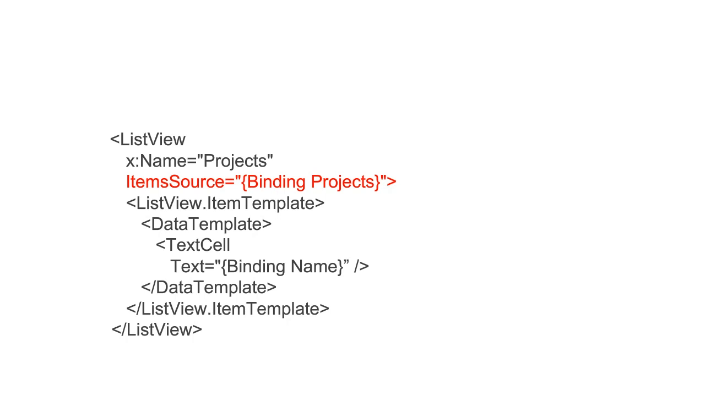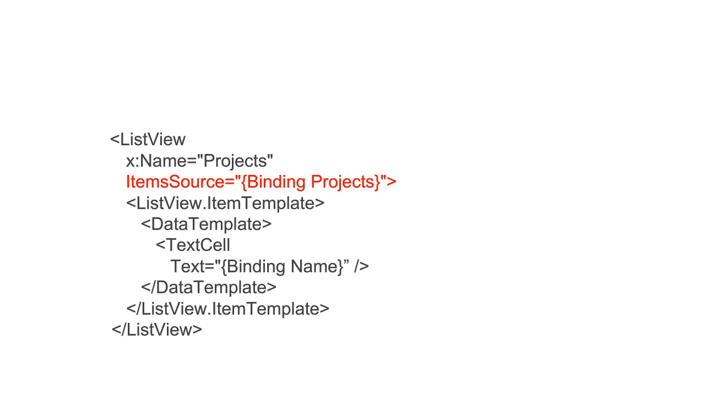Next, we need to decide how each member of that collection will be displayed. In this case, we'll use an item template, which will be used to stamp out each item identically. That is, the item template tells the list, here's how to display each item in the collection. That's followed by the data template, or more accurately, the data template is within the item template, and within the data template are various kinds of cells. In this case, we're using a simple text cell, which is used to display text, and the text that we're displaying is bound to the property name.